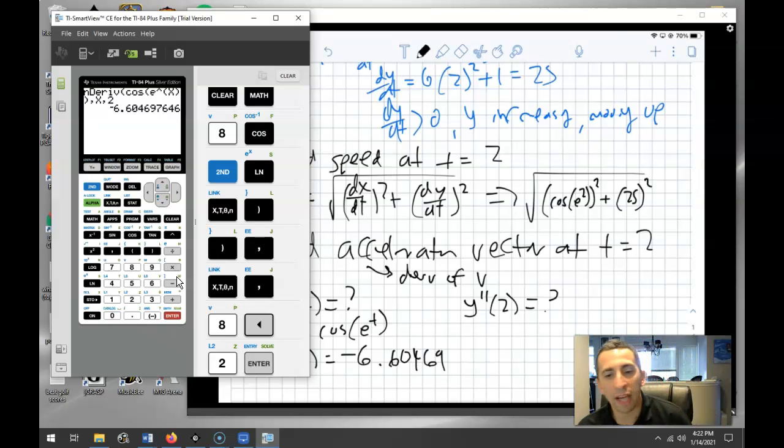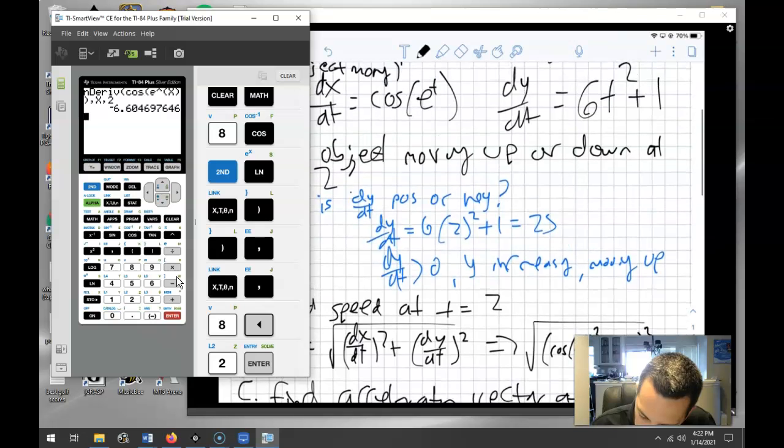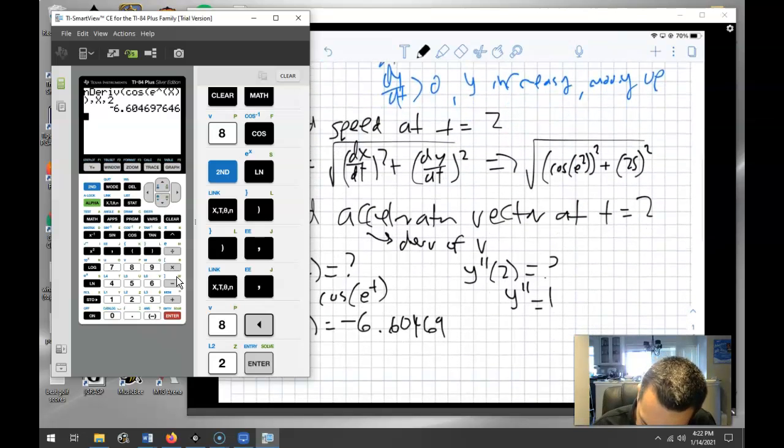And then for your y double prime of 2, that's something that's so easy to do by hand, right? Y double prime, if your y prime is 6t squared plus 1, that's just 12t. So my y double prime of 2 is equal to 24. Now, you can leave your answer like this.